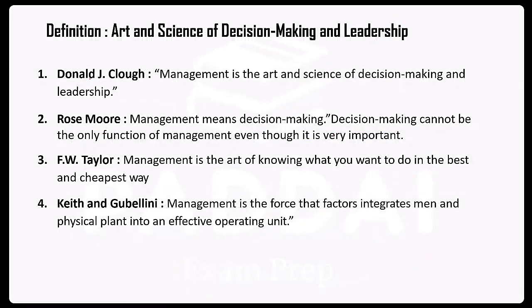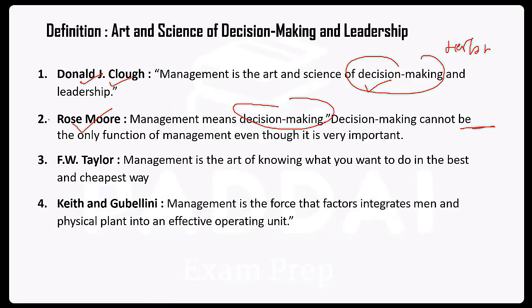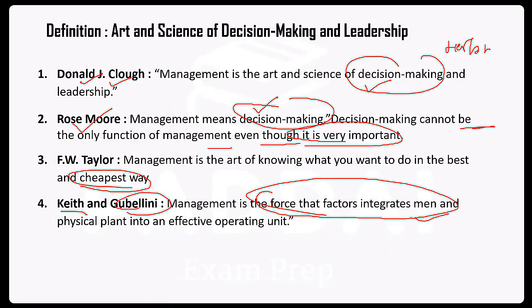Arts and science. So Donald J. Clough and Herbert Simon both have defined management as decision making. Rose Murray, again, decision making. Decision making cannot be the only function of management, even though it is important. They said it is decision making, but it is not the only function. It is one of the functions of management. F.W. Taylor: cheapest way of getting the things done by others. Goethe and Glubin: the force that integrates men and physical plant into an effective operating unit. So F.W. Taylor's and Donald J. Clough and Herbert Simon's definitions are important, which you have to learn by heart. Others, no need.